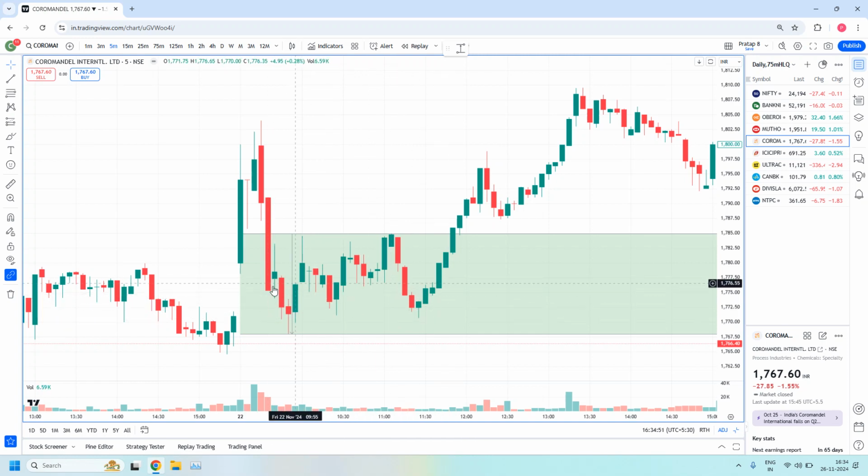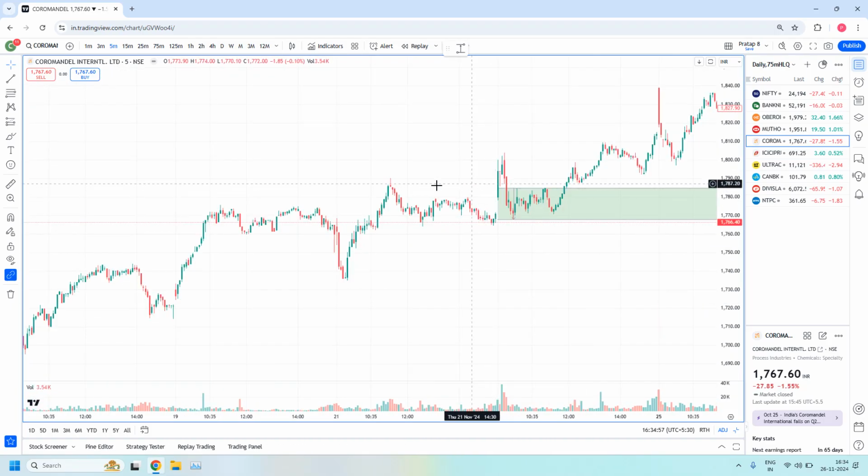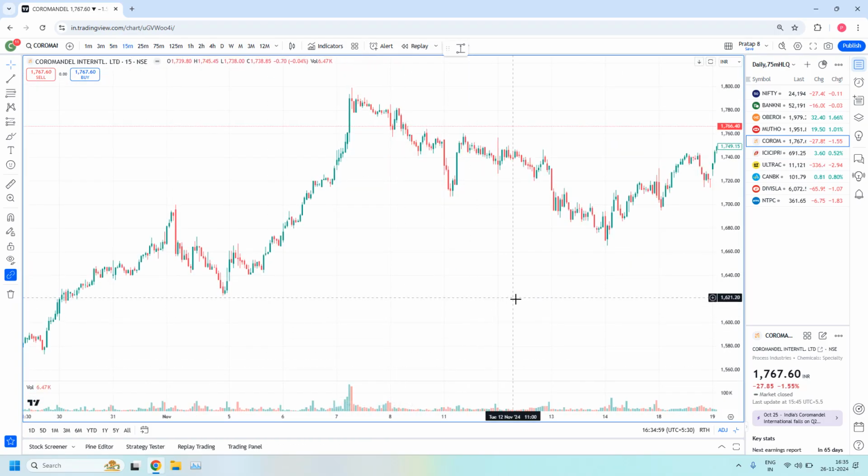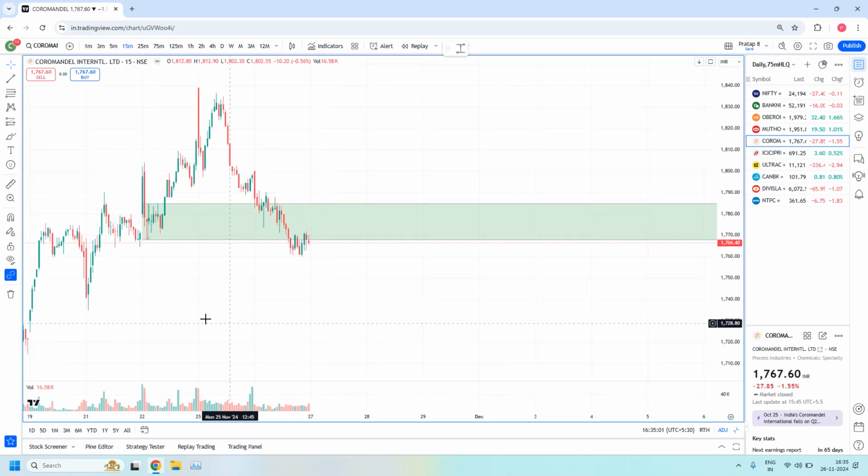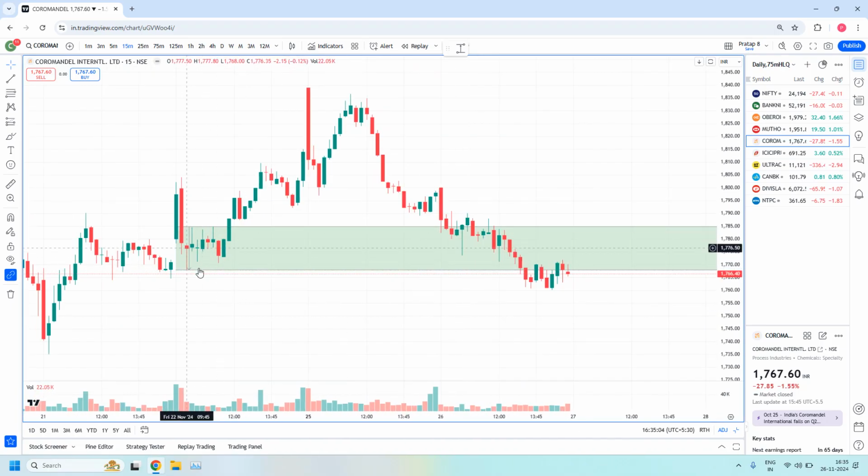So that is the reason why I didn't focus on this particular drop-base rally. The reason is that it is not a fine-tuned zone. The 15-minute structure clearly says mostly this zone will be violated. That is what happened.